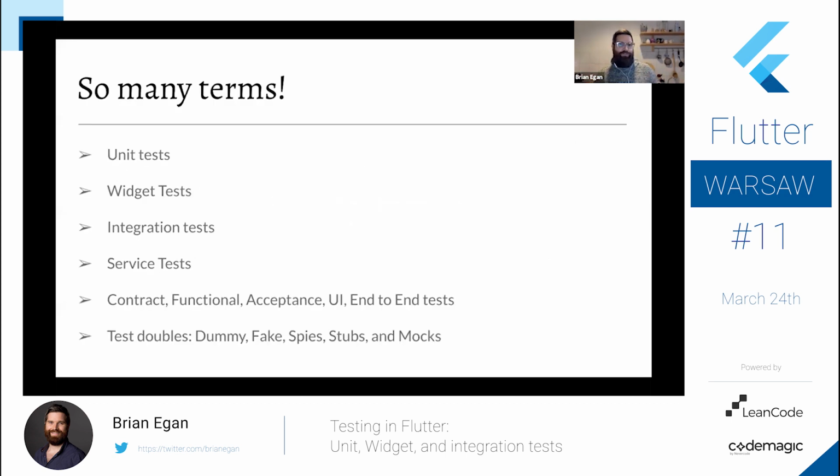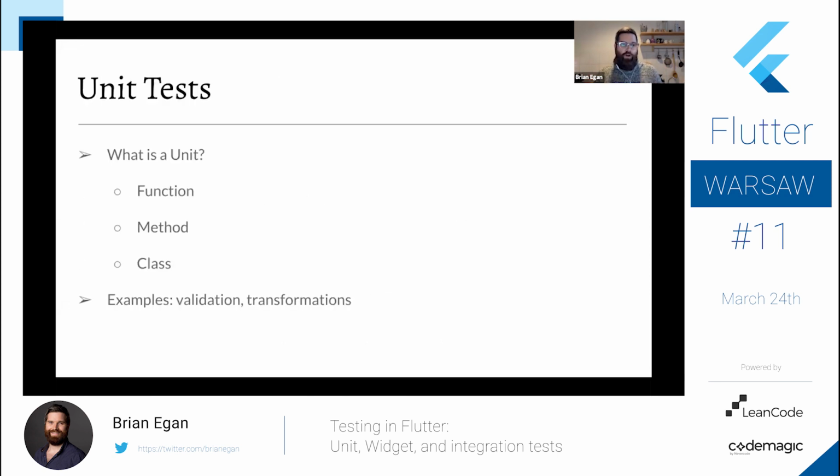When I first started out with testing, and I'm sure a lot of folks have this same experience, there are just so many terms. For example, there's unit tests and widget tests and integration tests. There's service tests, contract tests, functional tests, acceptance tests, UI tests, end-to-end tests. And then there's this whole thing with test doubles of dummies and fakes and spies and stubs and mocks. So there's just a lot of lingo here. What I want to do is try to break these terms down so that you can understand them, or hopefully in a way that they're easy to understand.